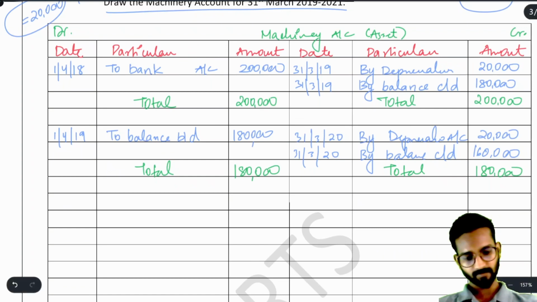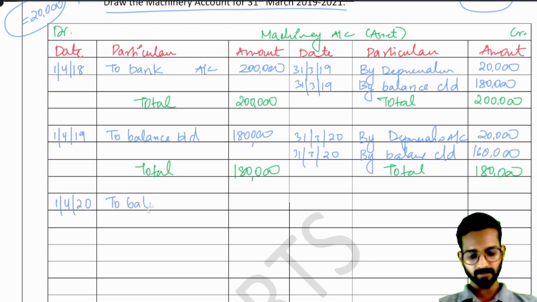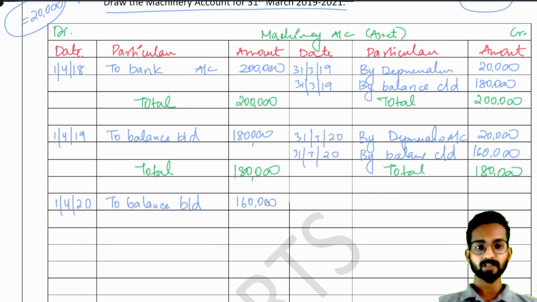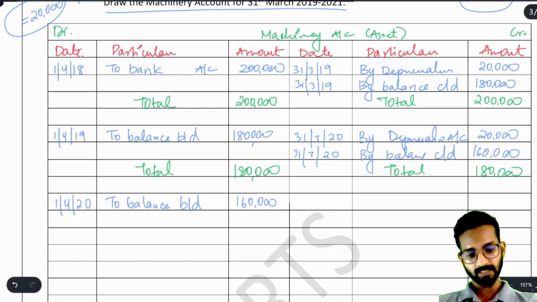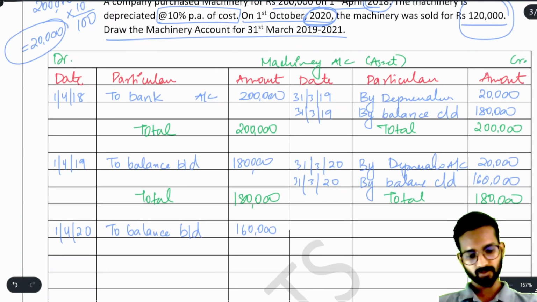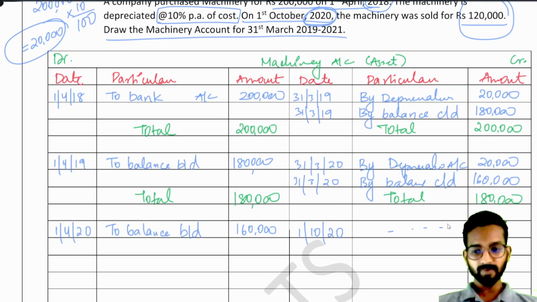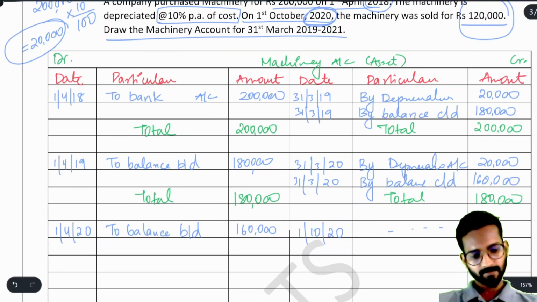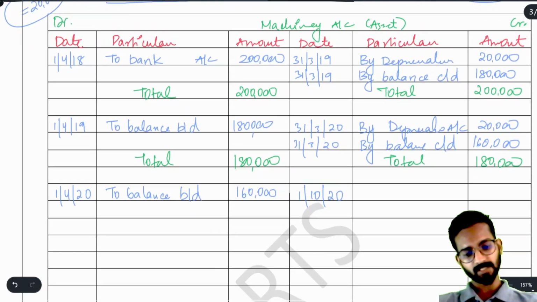See, you will write here opening balance 1st April 2020 to balance brought down, how much? 1,60,000. Okay. Now you cannot say that on 31st March 2021 there is entire depreciation. Why? Because we are selling our machinery on 1st October 2020. Now tell me, you will be charging depreciation. So you can say that on 1st October the machine will be sold. Till 1st October you can charge your depreciation.